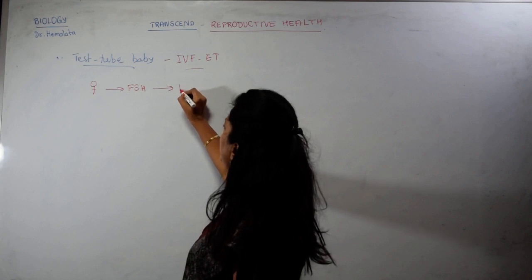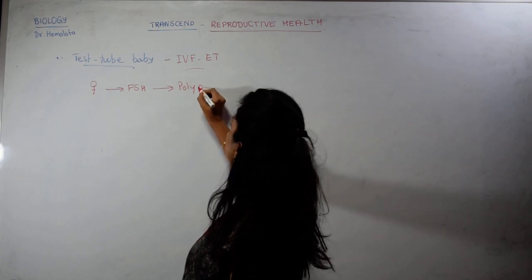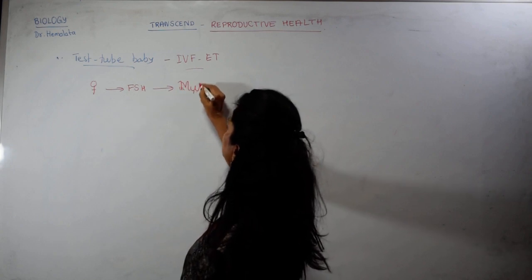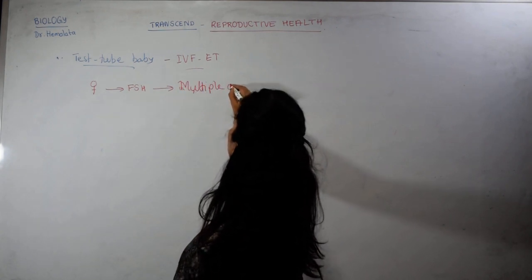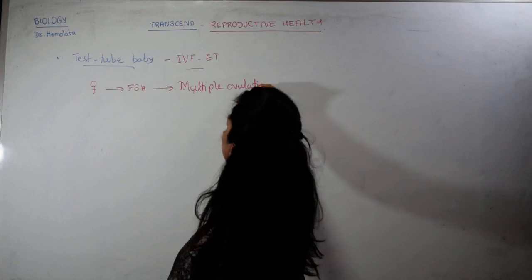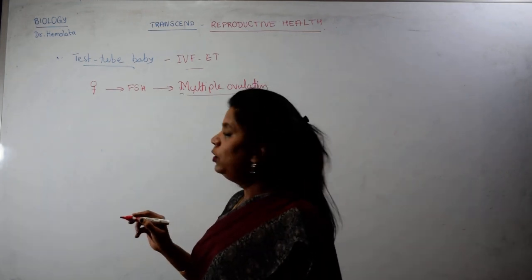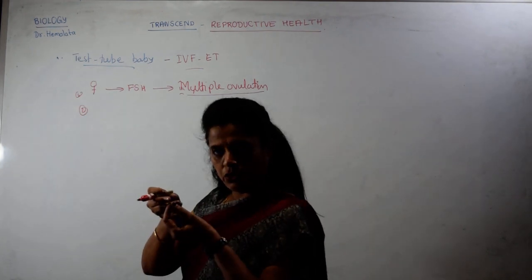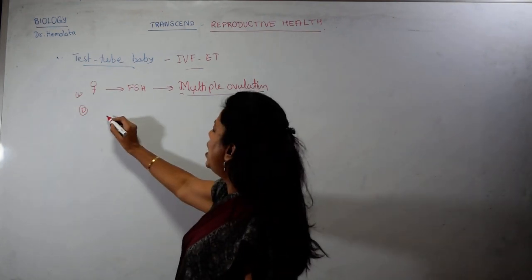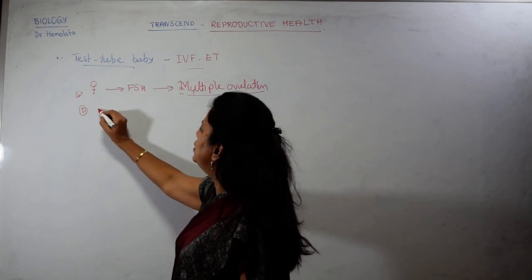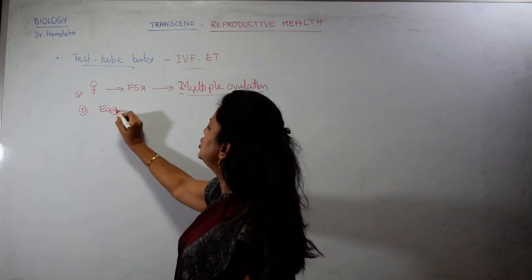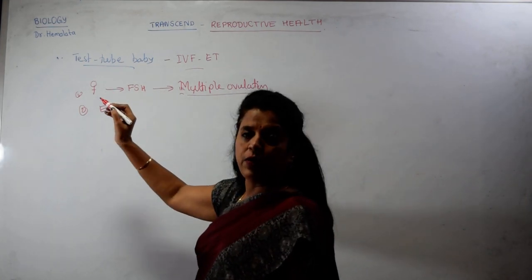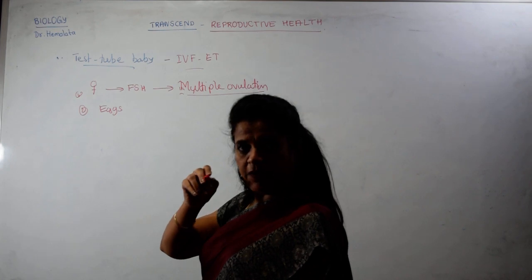The poly-ovarian character, or we call it multiple ovulation, is induced by giving her the hormones. This is the first step. The second step is they suck those eggs from the fallopian tube and transfer them to a petri dish. Not one egg, many eggs will be formed because of the injected FSH hormone.